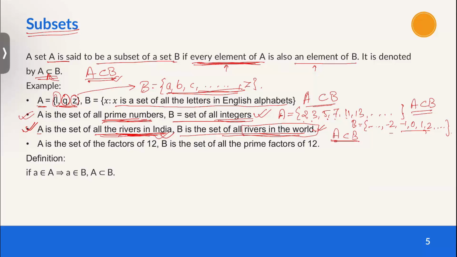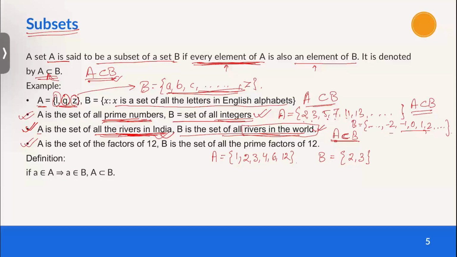The fourth example says that A is the set of factors of 12. So what are the factors of 12? It will be 1, 2, 3, 4, 6, and 12, right? And B is the set of all the prime factors of 12. If we write only the prime factors of 12, it will be 2 and 3, right? No other factors are prime factors of 12.